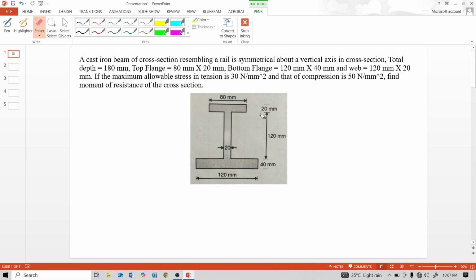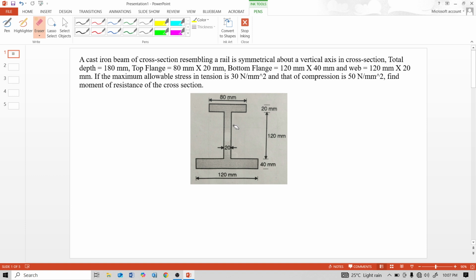Total depth for this I section is 120 plus 40 plus 20 mm. That means 180 mm total depth. Web thickness is 20 mm. And the problem statement for this numerical is to find the moment of resistance for this cross section.